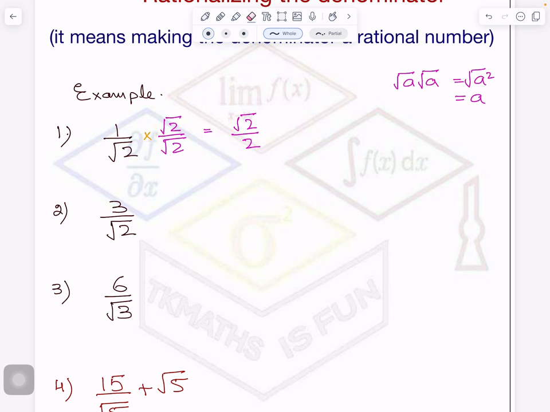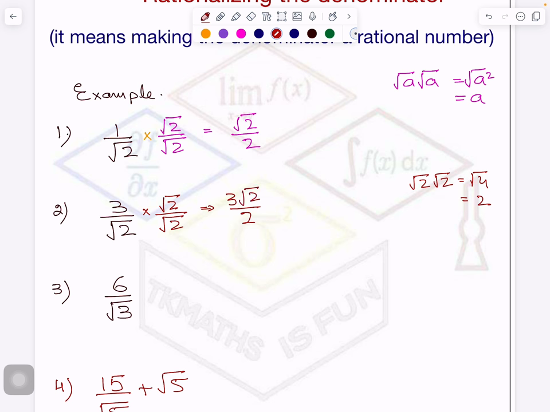In this case, what will you do? Again you will do the same thing, multiply and divide by root 2, and then the denominator will become 2 because root 2 into root 2 is root 4, right? Root 2 into root 2 is equal to root 4, which is equal to 2, and here it is 3 root 2. So simple, done.